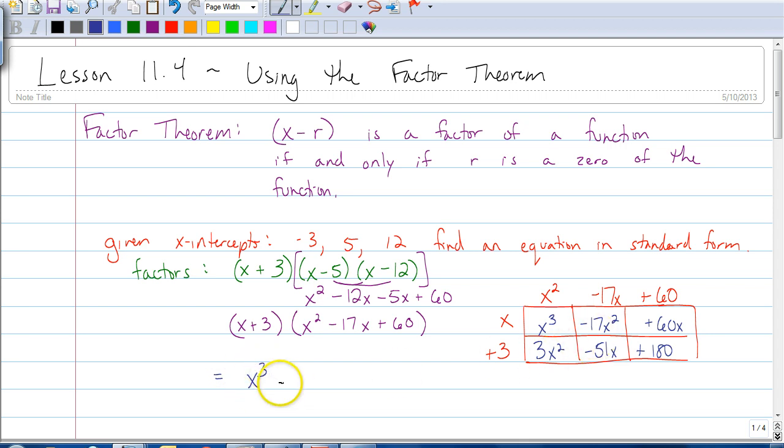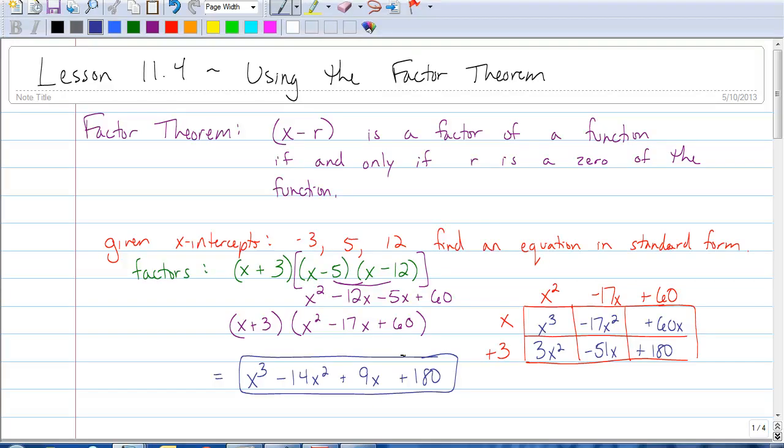When I write this in standard form, my answer is x cubed. The x squareds we add together, so that's minus 14x squared. The x's we add together: 60 minus 51 is 9, so that's 9x, plus 180. So this would be my equation in standard form. If I were to graph this, which I'm going to in a second, you'd see the x-intercepts of -3, 5, and 12 if we did it correctly.